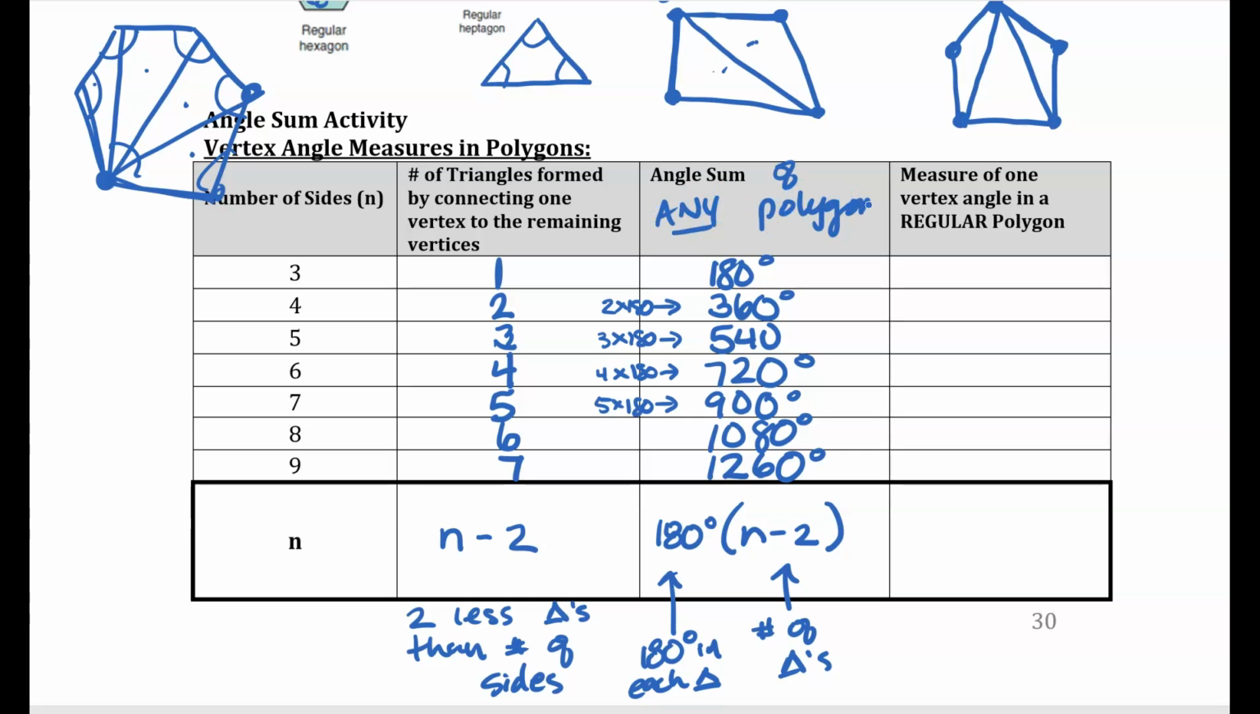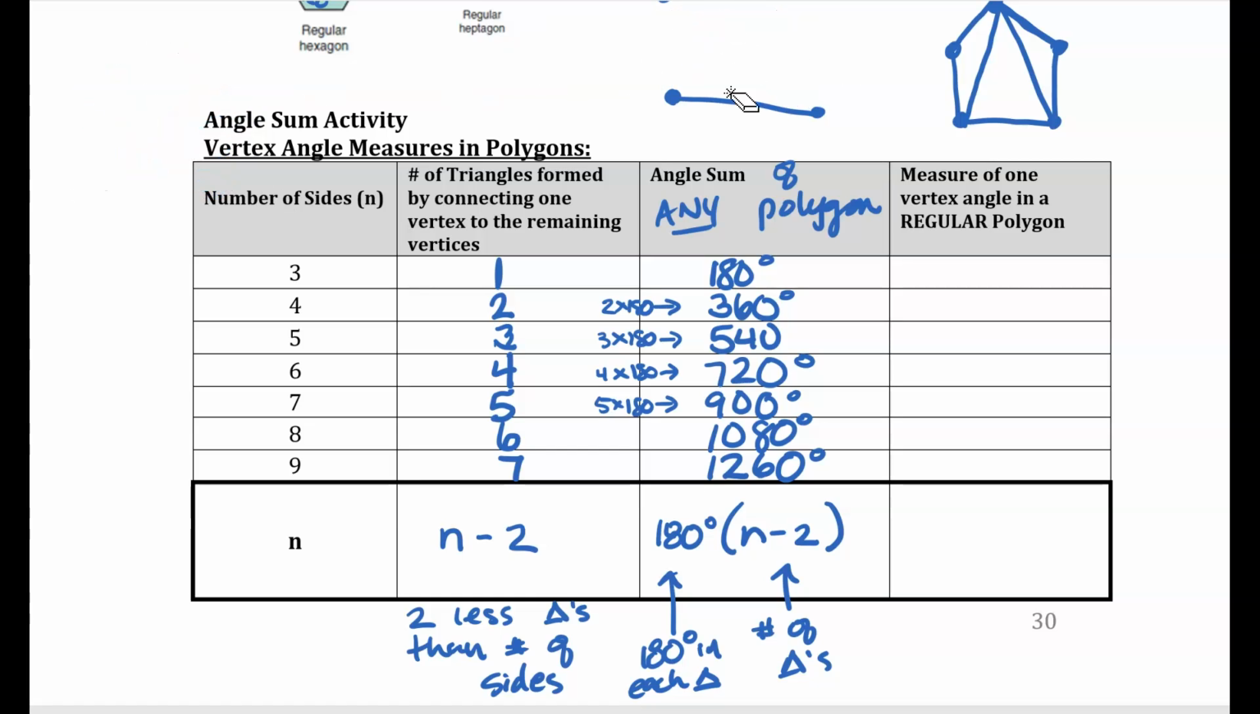I mean, you saw the ones I drew. They were not perfect. Now, if we want to find the measure of one vertex angle in a regular polygon, so let's talk about that. So now we're talking about those perfectly looking polygons. So let's take a pentagon, for example. I'm going to try to draw as best I can a regular pentagon. 1, 2, 3, 4, 5. So let's pretend that I did a decent job here. Let's pretend that all of these sides are equal.